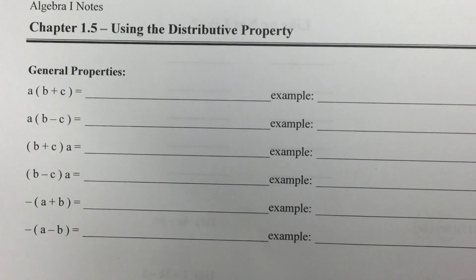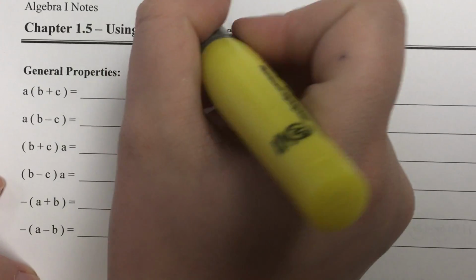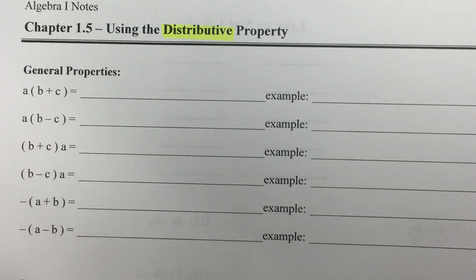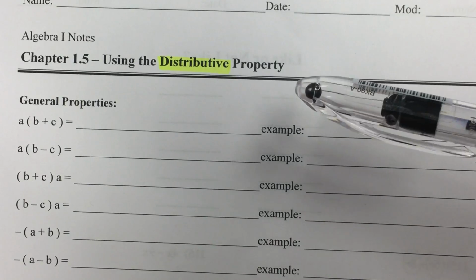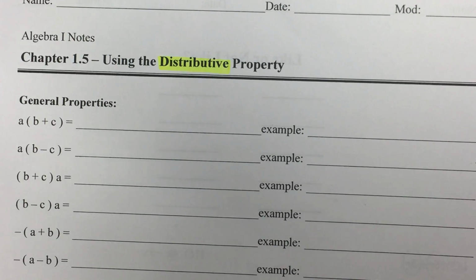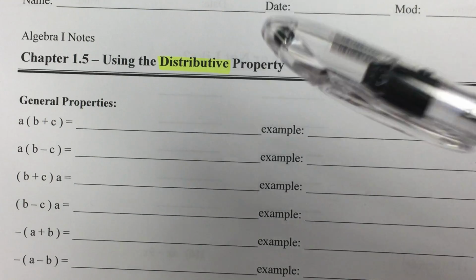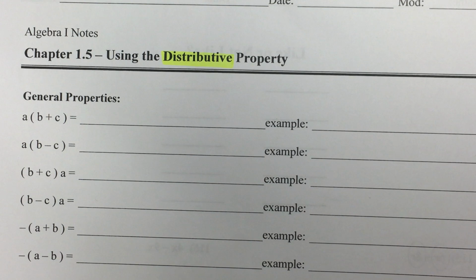So let's think about what the distributive property means. Distribute. Well, let's think about what it means to distribute. Your teacher will distribute homework. Now, when your teacher distributes homework, she gives a homework assignment to each student in the class. Everybody gets a homework assignment or a worksheet or whatever.